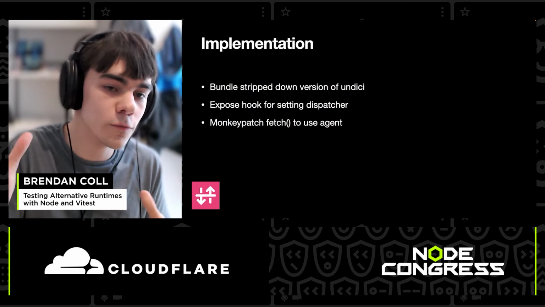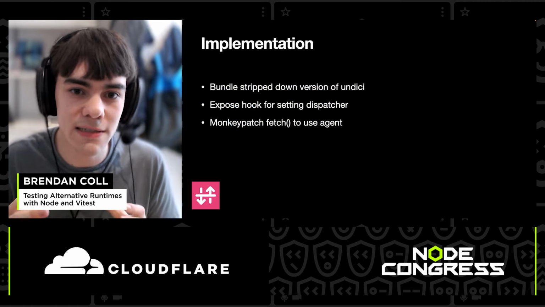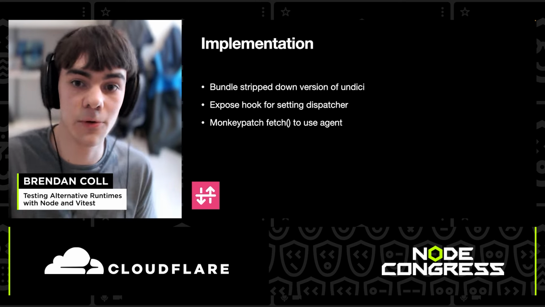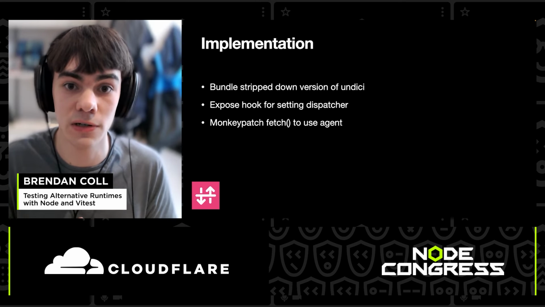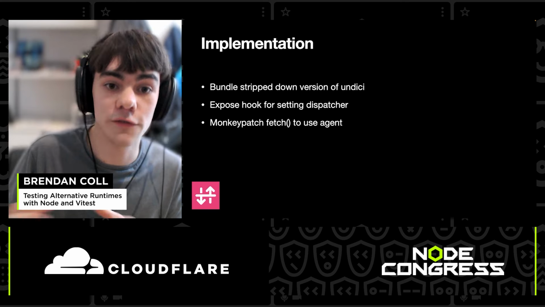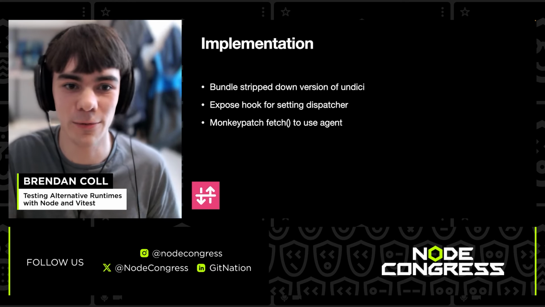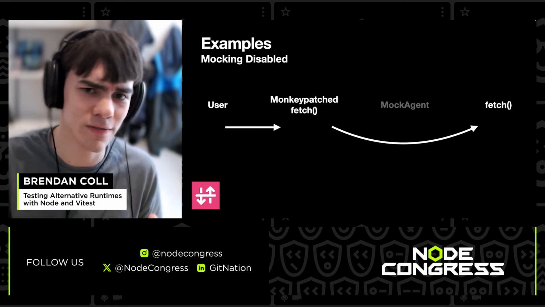To implement this in our Vitest integration, we bundled a stripped-down version of Undici containing just the MockAgent code. In our special bundle, we expose hooks for setting the global dispatcher. We then monkey patch the global fetch function to pass through the MockAgent if it's enabled. Let's look at some examples of how this works.